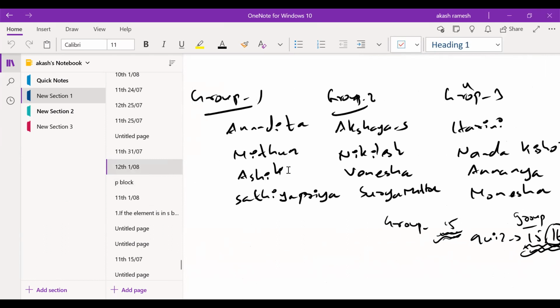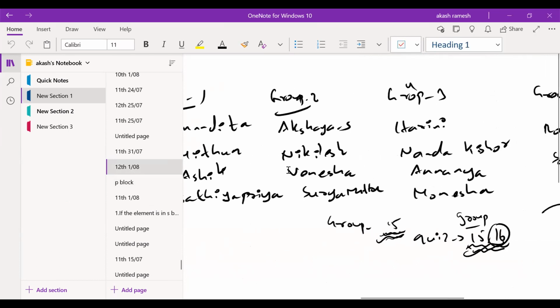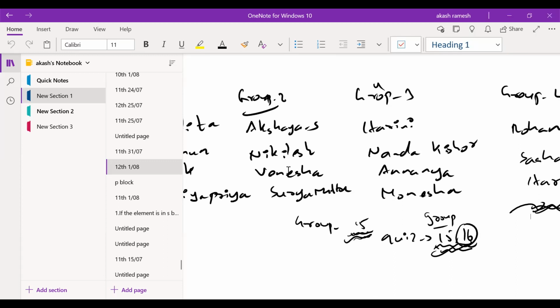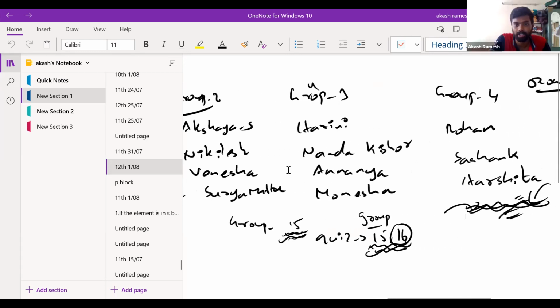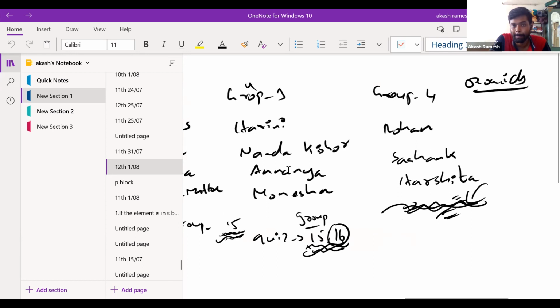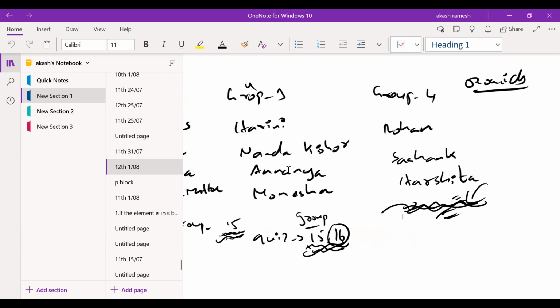Yes, sir. Mithun present, yes, sir. Mithun present, Ashik is present, Satyapriya is present. Yes, sir. Okay, good. Right. Group 2, Akshaya, Nikhilesh, Venisha, Suryamuthu, all four of you are there. Yes, sir. Okay, all four of you are there. Okay, group 3, Harini, Nantakeshwar, Ananya, and Monisha, all four of you are there. Yes, sir. Okay, all four of you are there, I guess.